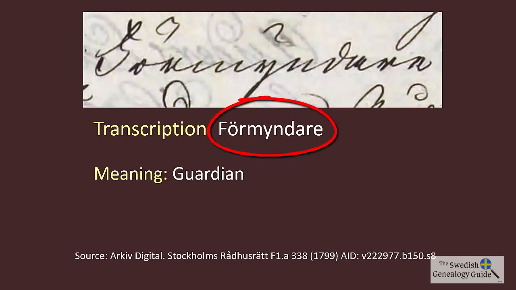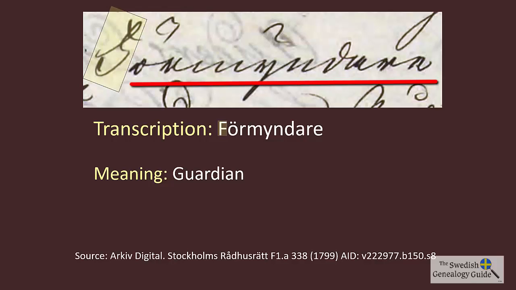This word is Förmyndare, which means guardian. It was taken out of a probate record. And when I first saw this word, I looked at that first letter and I had no idea what it was. So this is an example where what you do is you look at the rest of the word to see if it's one that you recognize. And if it is one that you recognize, then that first letter has to be belonging to the word. So I was familiar with the word Förmyndare.